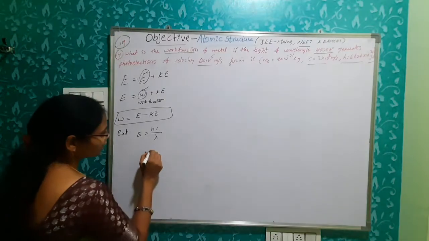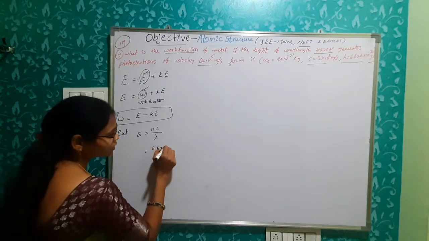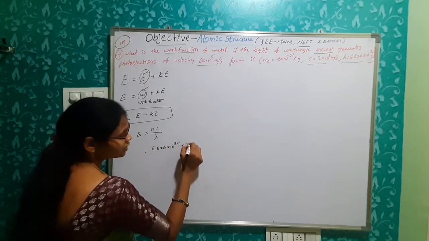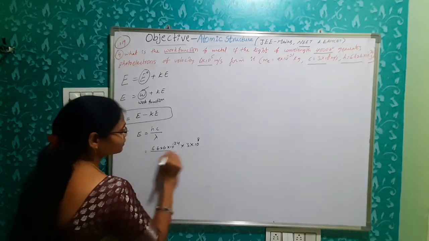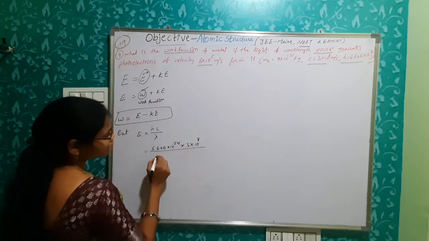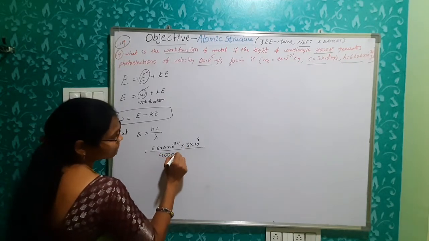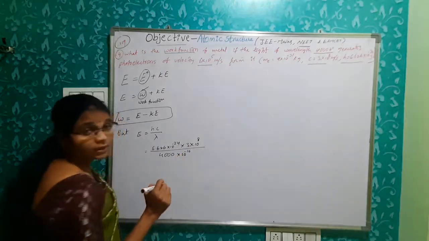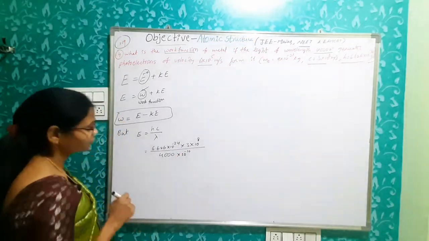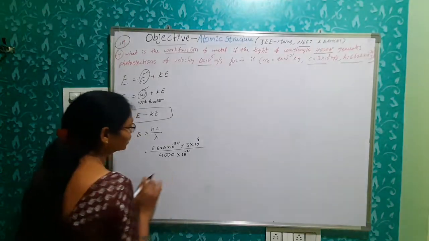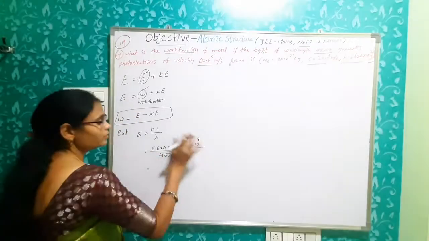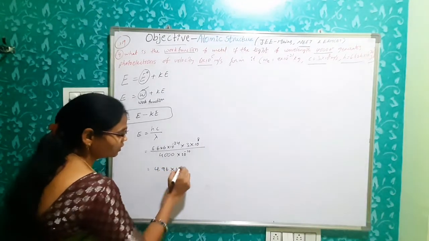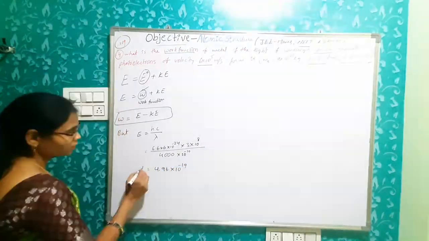Okay. So Planck's constant value is 6.626 into 10 power minus 34 joule second. The velocity of light is given as 3 into 10 power 8 meters per second. Lambda is given as 4000 angstroms. 1 angstrom is equal to 10 power minus 10 meters. Now by simplifying this we will get 4.96 into 10 power minus 19. This is the E value.